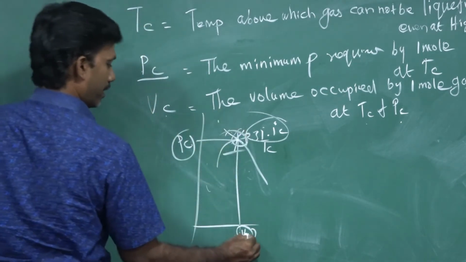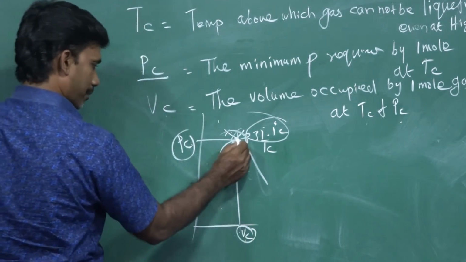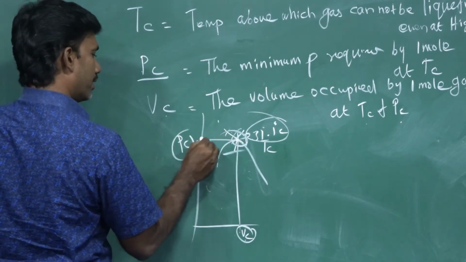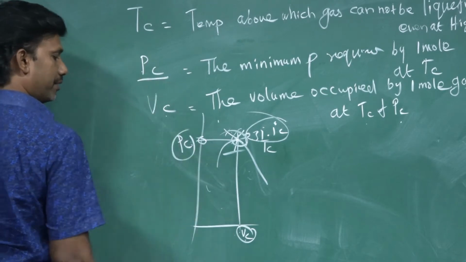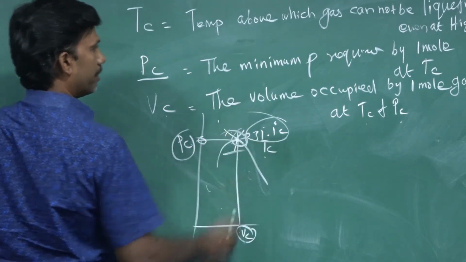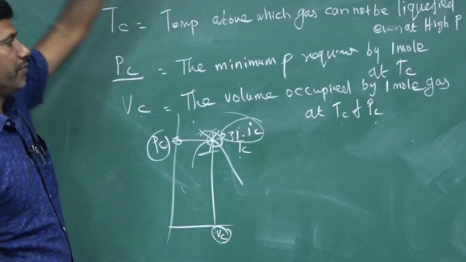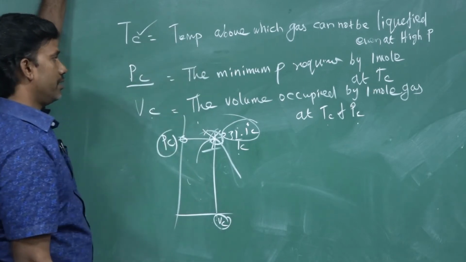Okay, the volume occupied by the gas at that point is called the critical volume. At the critical temperature, there is a particular pressure, and that pressure is called the critical pressure. So we have critical volume, critical temperature, and critical pressure. Once again, I am defining this: the temperature above which a gas cannot be liquefied even at high pressure is called the critical temperature. It is denoted by Tc.